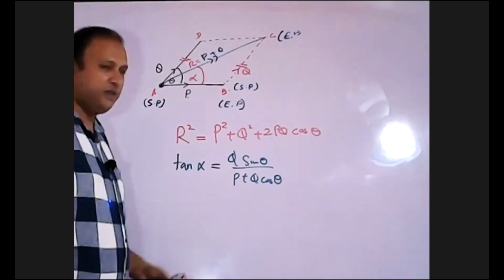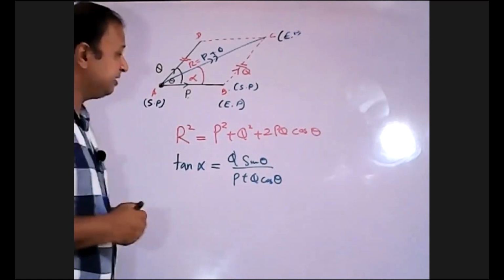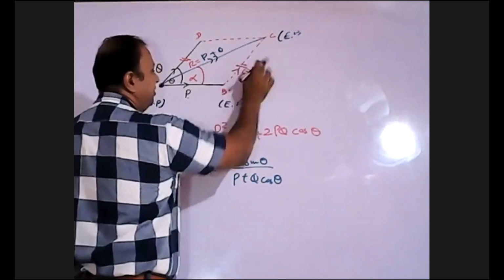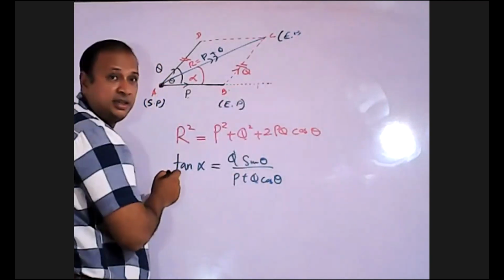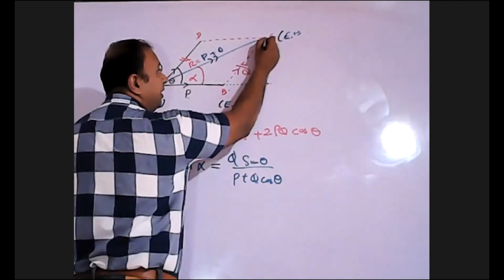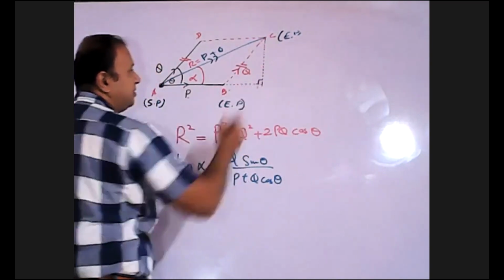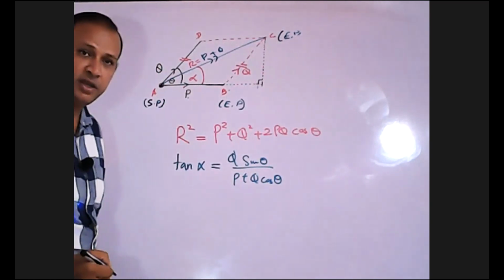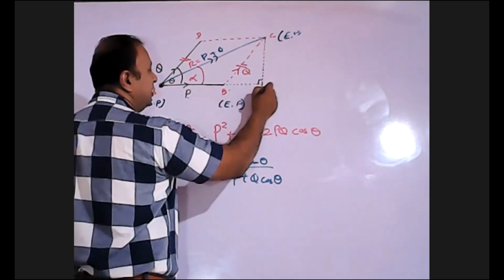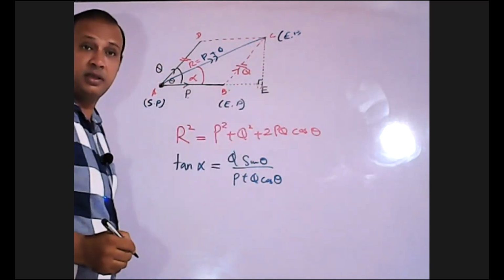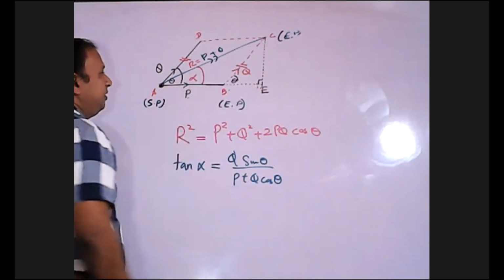You have to watch the recording. How do we construct a right angle? I have extended this one up to here and constructed a perpendicular to this. Then suppose these points are A, B, C, D, E. As this is theta, this one is also theta, because they are corresponding angles.